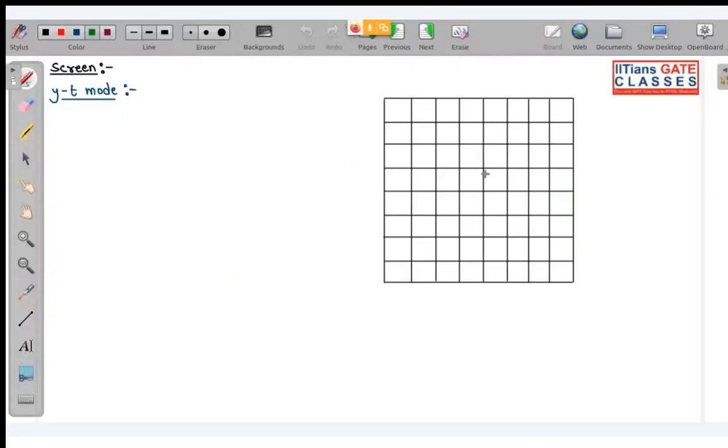It is something like this, and origin you can take to be here also. It is up to you where you want to fix the origin of the signal, because you can manipulate the signal. Wherever you want to take, you can take the origin of the signal. For my case, I am deciding that the origin is over here.